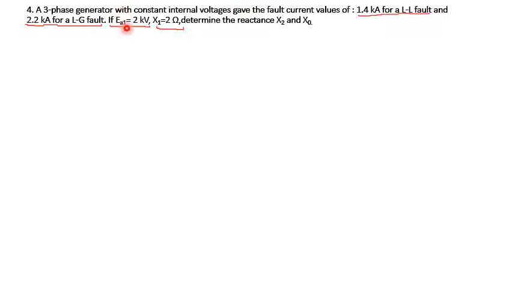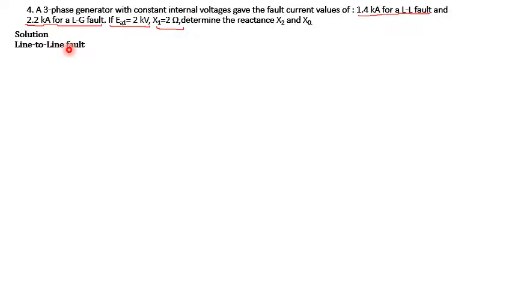A1 is directly given, and also for the double, meaning line to line fault, it is 1.4 kiloamperes and for the single line to ground fault it is 2.2 kiloamperes. We need to calculate X2 and X0 value respectively. So first let us consider the line to line fault.